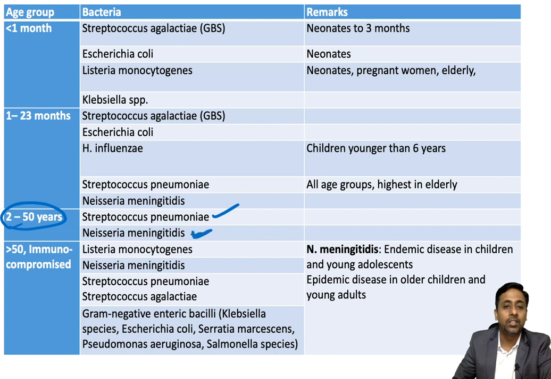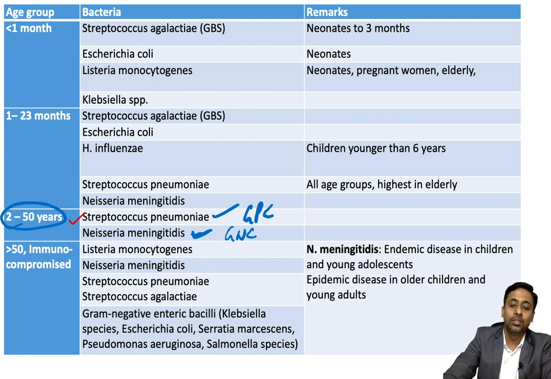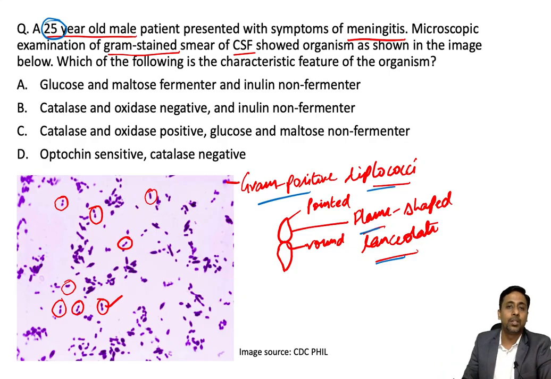Out of these two, the first one, that is pneumoniae or pneumococcus, is gram positive cocci, and Neisseria is gram negative cocci. So obviously, which one is the organism asked in this question? It is Streptococcus pneumoniae. Okay, and also we know that Streptococcus pneumoniae is a gram positive diplococci. So now to answer the characteristic feature of the organism, we need to know.